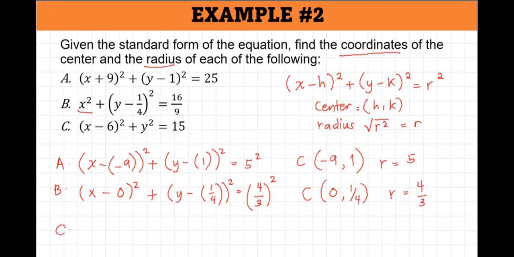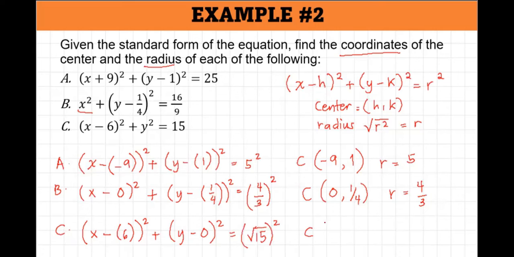And then for letter C, last na. X minus 6 squared plus y squared. So, in this case, kay letter C, yung value naman for k ang wala. X minus 6, positive 6 lang siya, squared plus y minus 0 squared equal to, paano naman to? 15. So, sabi ko nga, square root lang. So, this would be square root of 15 squared. So, the value for letter C, your center is positive 6, comma, 0. And for your radius, it would be the square root of 15.